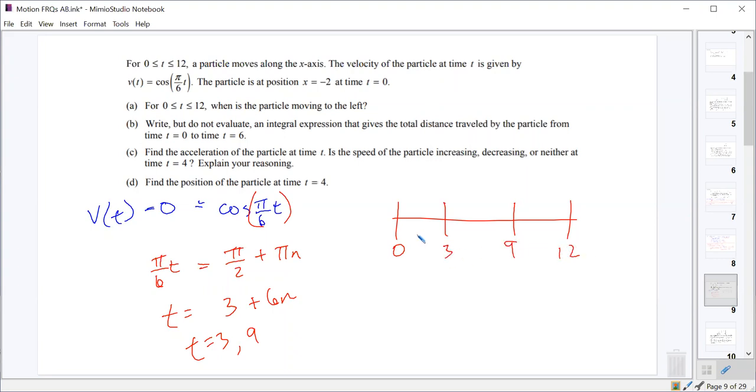And then you'll just plug in some values here. Like if I plug in 0, the cosine of 0 is positive, so it's moving to the right. If I plug in 12, the cosine of 2 pi is positive, so it's moving to the right. And if I plug in something in between like 6, the cosine of pi is negative, so it's moving to the left for t greater than 3, less than 9.